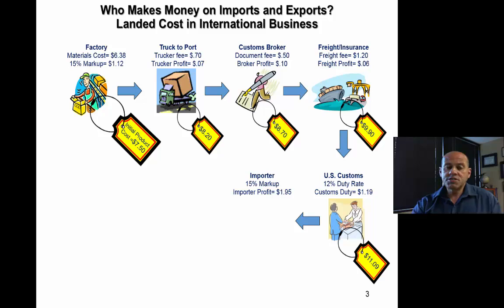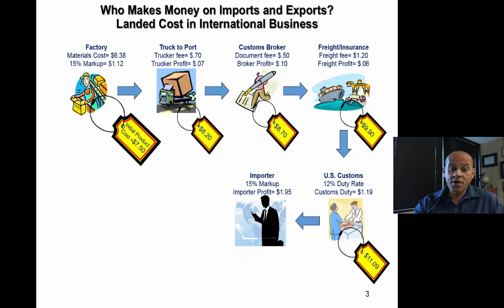So in this situation, this importer is making a fairly small markup at 15%, which is $1.95 onto the price. So now they've added on to the price from customs, and now it's $13.04. Now this importer then sells to a distributor.